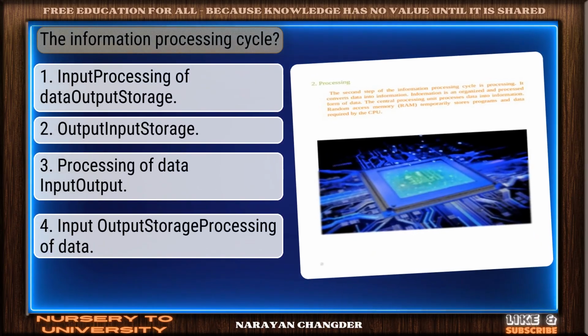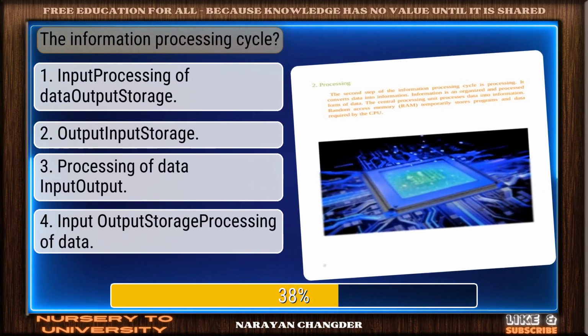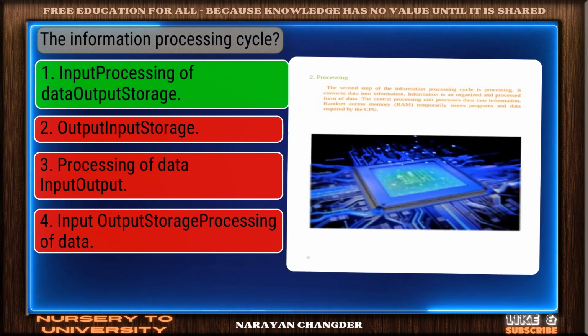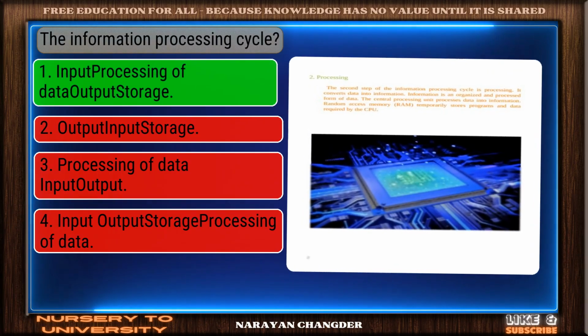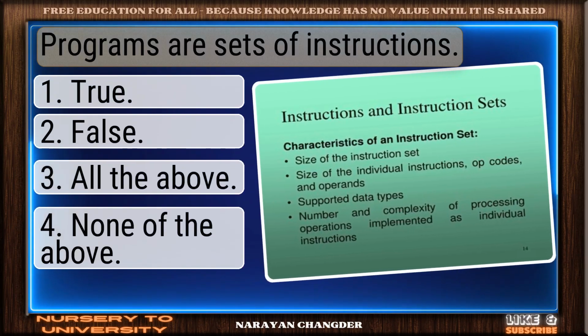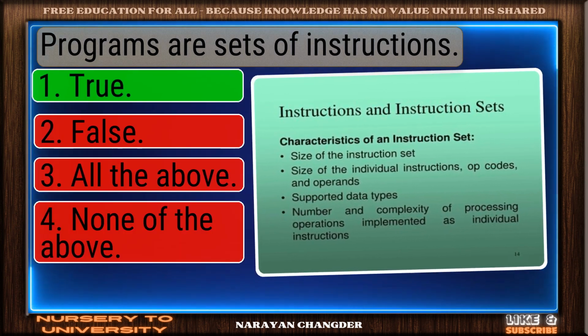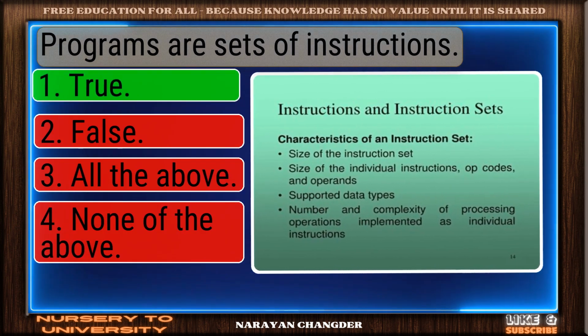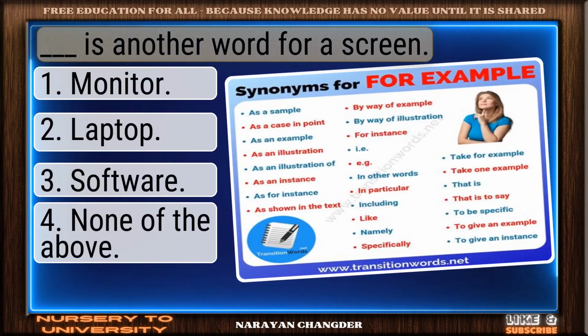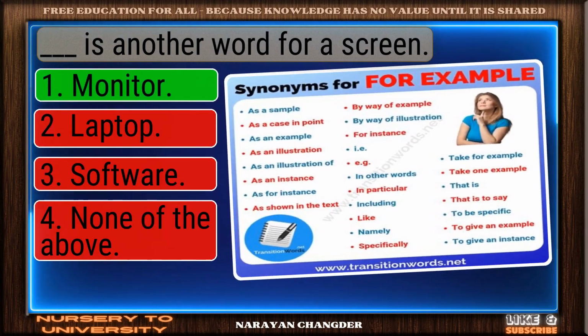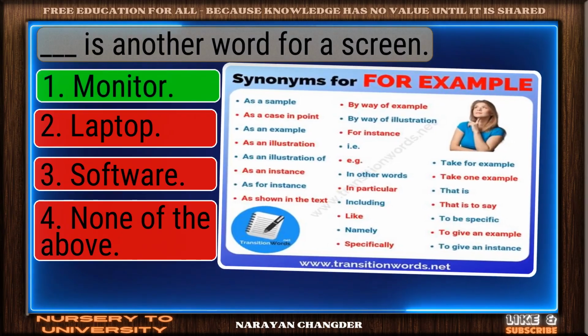The information processing cycle. Excellent choice. Input, processing of data, output, storage is right. Programs are sets of instructions. Nice selection. True is correct. Dash is another word for a screen. Excellent. Monitor is well reasoned.